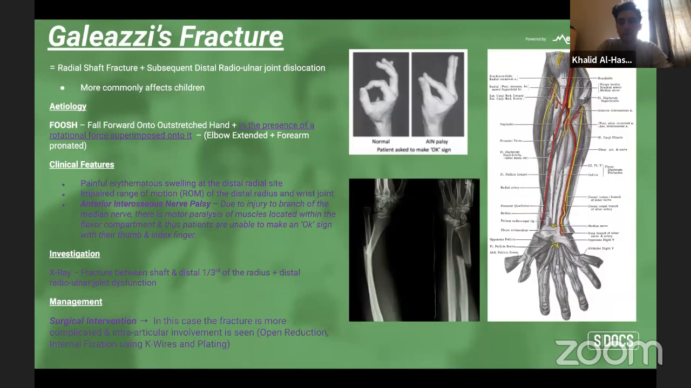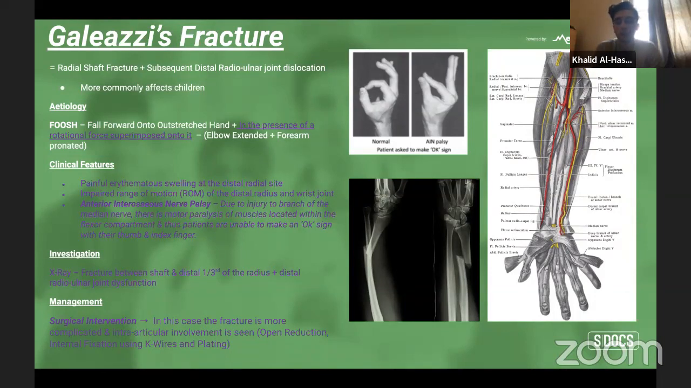Galeazzi fracture. A Galeazzi fracture may be one of the more interesting types of fractures. A Galeazzi fracture, again, is also a distal radial fracture, and it's a radial shaft fracture. However, it also results in a subsequent distal radio-ulnar joint dislocation. So it's important to remember that there are two radio-ulnar joints. There is a proximal radio-ulnar joint and a distal radio-ulnar joint. The distal radio-ulnar joint is usually interrupted in a Galeazzi fracture. The proximal radio-ulnar joint is usually disrupted in a Monteggia fracture. We'll come back to this shortly.